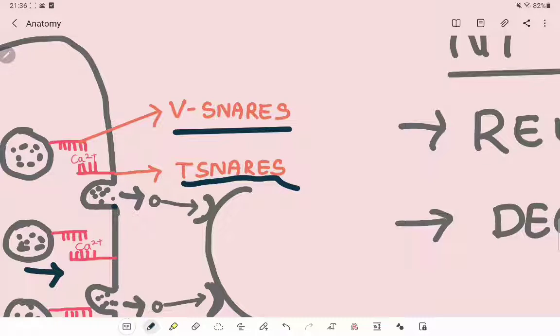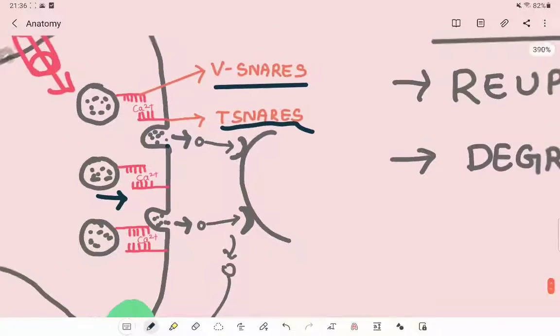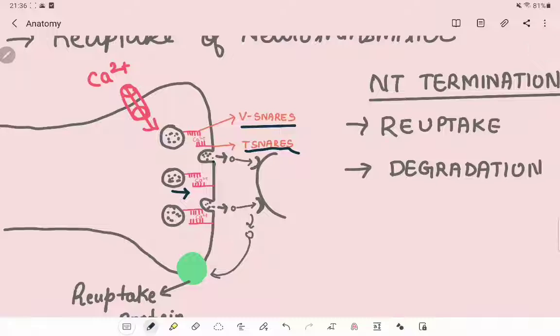Once the neurotransmitter is released, it passes on towards the next neuron, which has the receptor sites for the neurotransmitter here, and it directly passes from here to here, and this gap between two neurons is called the synapse.